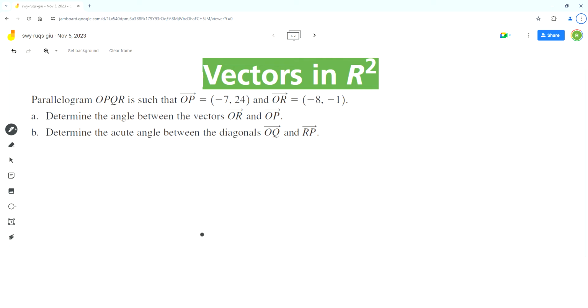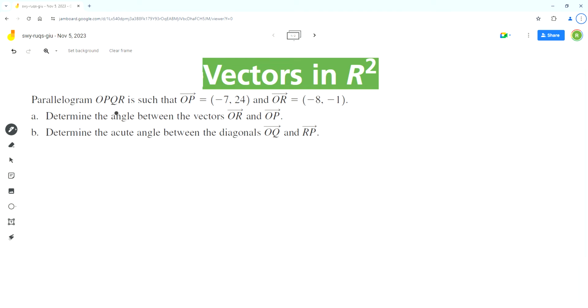So in this video, we'll solve this problem using the concepts of vectors in R2. As per the problem, parallelogram OPQR is such that vector OP equals (-7, 24) and vector OR is equal to (-8, -1). In part A, we have to determine the angle between the vectors OR and OP.